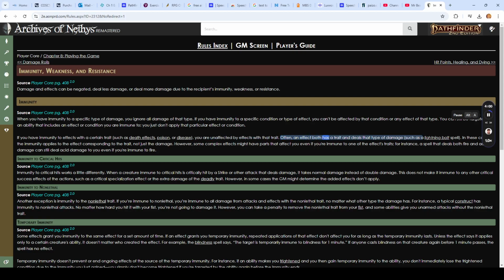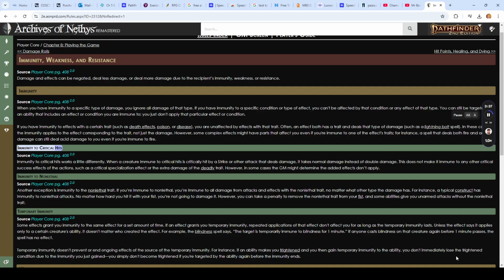Often an effect both has a trait and deals that type of damage, such as a lightning bolt spell. In these cases, the immunity applies to the effect corresponding to the trait, not just the damage. However, some complex effects might have parts that affect you even if you're immune to one of the effect's traits. For instance, a spell that deals both fire and acid damage can still deal acid damage to you even if you're immune to fire.